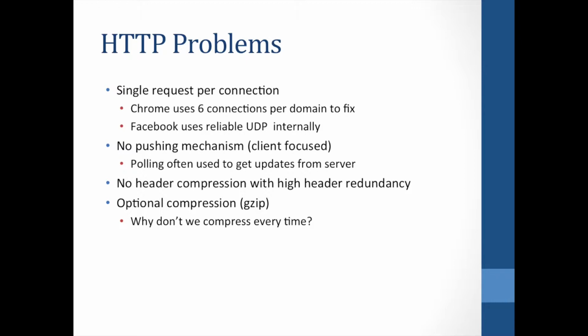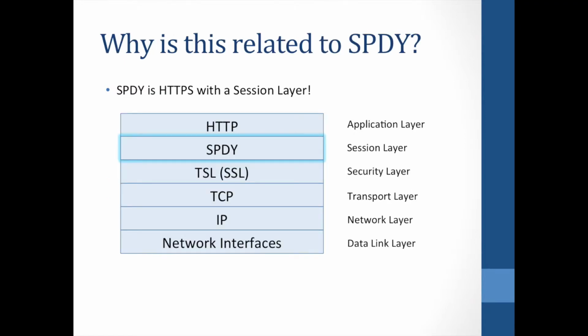Also, you can't push any information to the client, so the client has to ask for the information before you can actually give it to them, which is bad for real-time data such as news feeds and friend requests. Also, there's no header compression, and most of the compression is generally optional, even though Chrome does make you use it. And we use the same headers over and over again, which means we're sending more packets unnecessarily. So where does SPDY fit in?